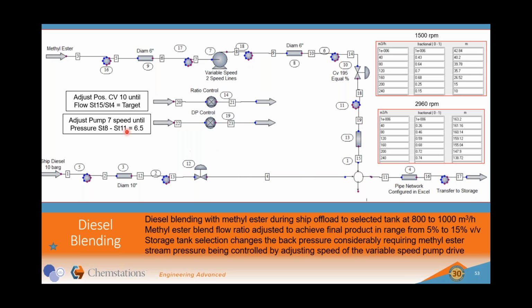Basically we went with a 2-speed pump here, and in this case I was using a DP controller to do the DP control by adjusting this valve, and then we did the composition control using another controller.